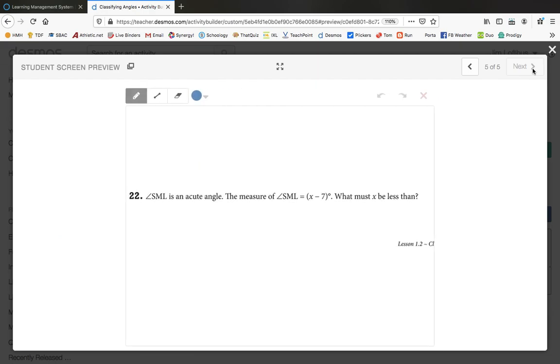This says an angle SML is an acute angle if the measure of angle SML is x minus 7 degrees, what must x be less than? So let's assume that angle SML, what if it was 90? That's just a little bit bigger than acute. Anything less than 90 is going to be acute. So let's go all the way up to just a little bit more. So that would mean that the measure of this angle, x minus 7, is equal to 90.